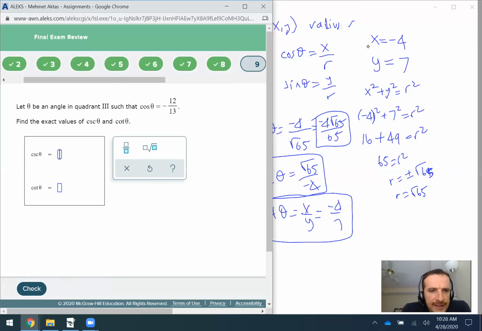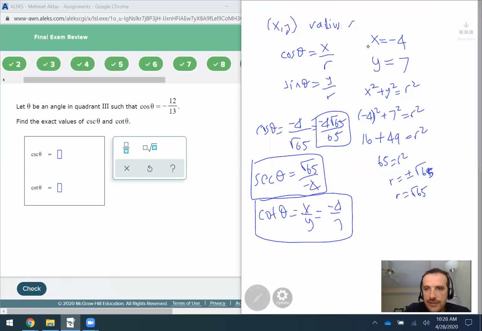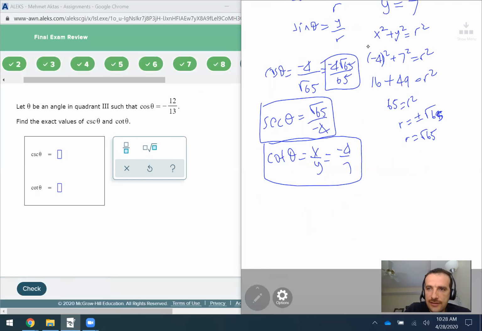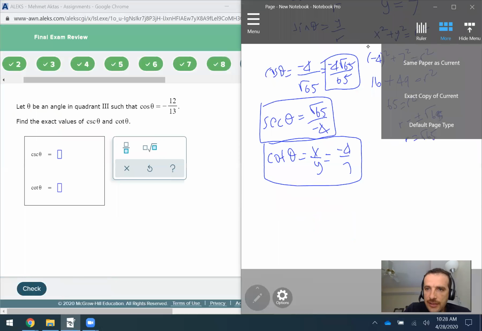Let theta be an angle in quadrant 3 such that cosine is -12 over 13. Find the exact value of cosecant and cotangent theta. Okay, so we are going to use the similar approach. Let's make another page for this problem.